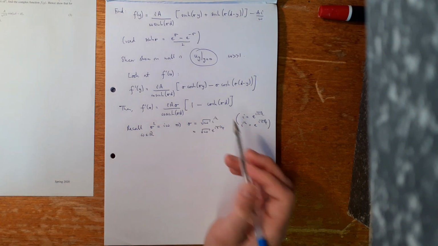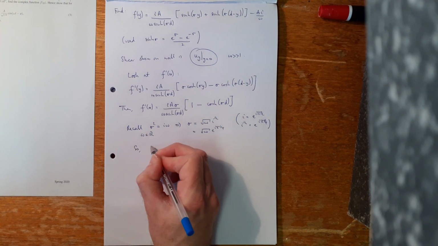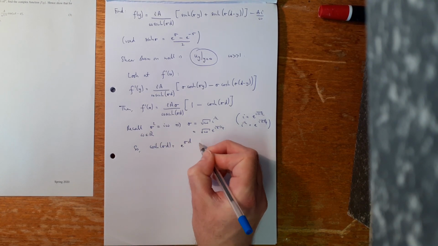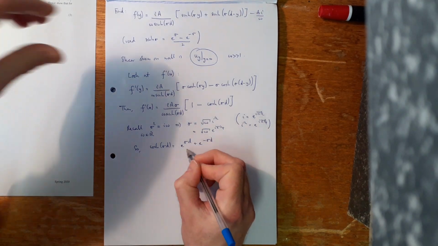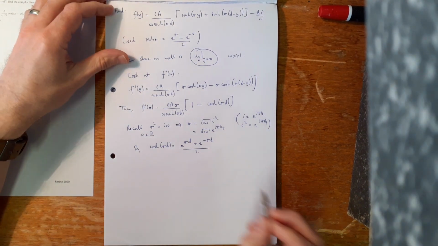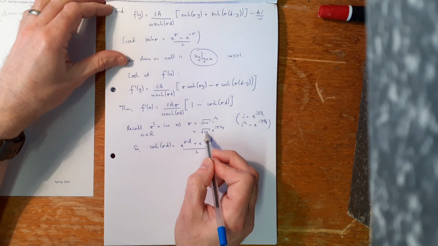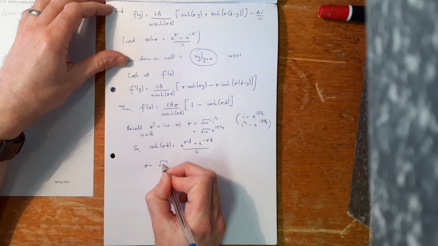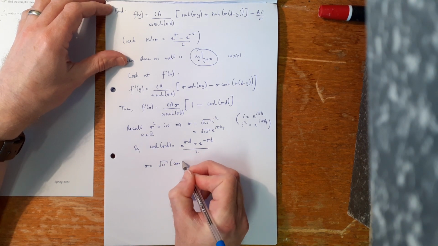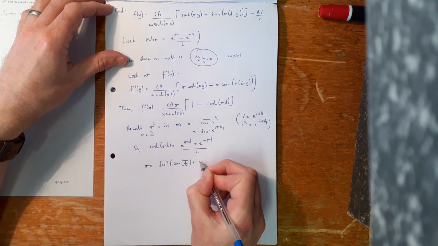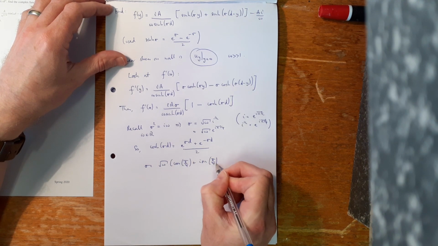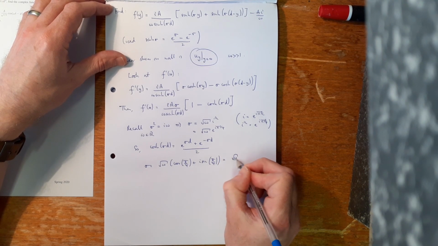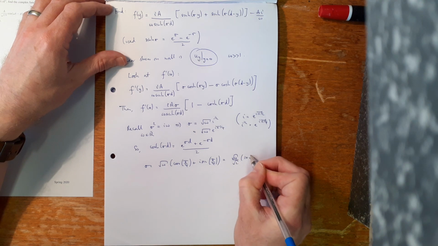Now, what about something like cosh sigma d? So cosh of sigma d is by definition e to the sigma d plus e to the minus sigma d over 2. And sigma is root omega times e to the i pi over 4, which is cos pi over 4 plus i sine pi over 4. Cos and sine pi over 4 are both 1 over root 2, so this is root omega over root 2 into 1 plus i.